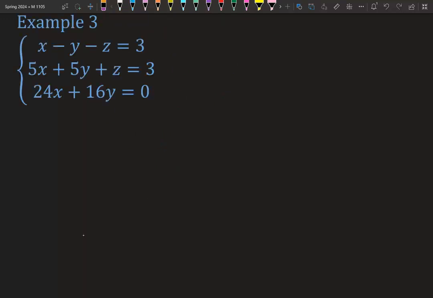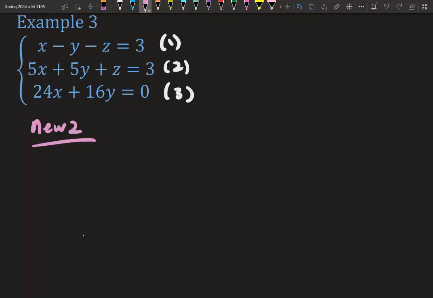Alright, example 3. We have x minus y minus z equals 3, 5x plus 5y plus z equals 3, and 24x plus 16y equals 0. Alright, let's number. 1, 2, 3. We need to find new 2. But before we do that, don't forget, x, y, z, x, y, z, x, y, no z. Oh my gosh, we're missing z.